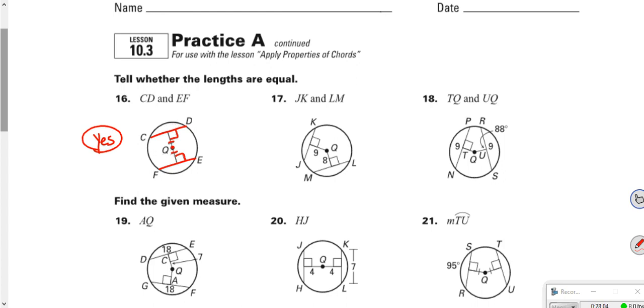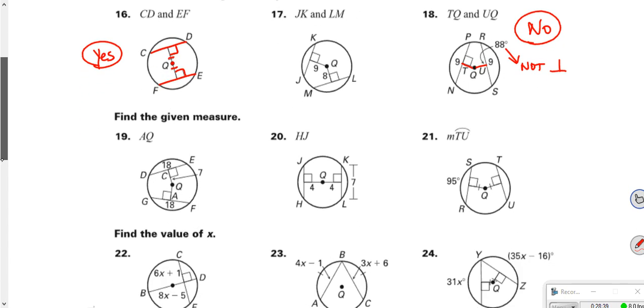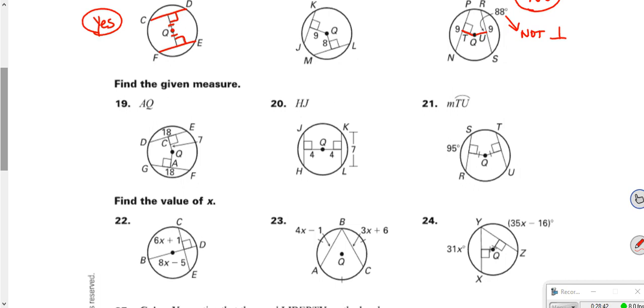Number 18, can I say those lengths are equal? That would be a no. And I was comparing TQ to UQ. I don't know that because it's not perpendicular. If it's not perpendicular, then I can't say those are congruent. The chords may be congruent, but it wasn't measured perpendicularly to the center, so I can't say that the distances are congruent.